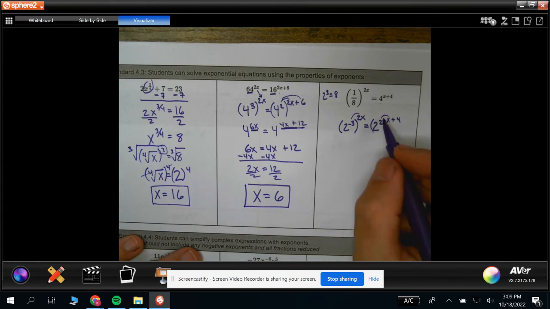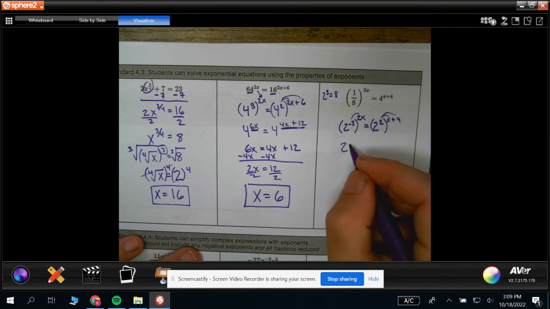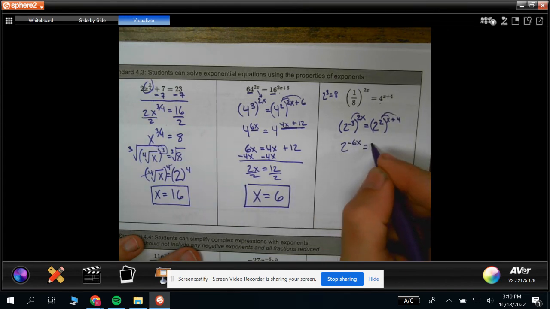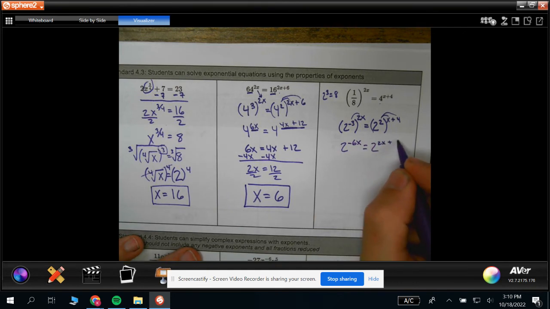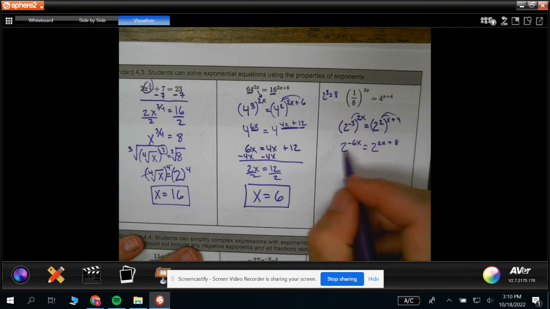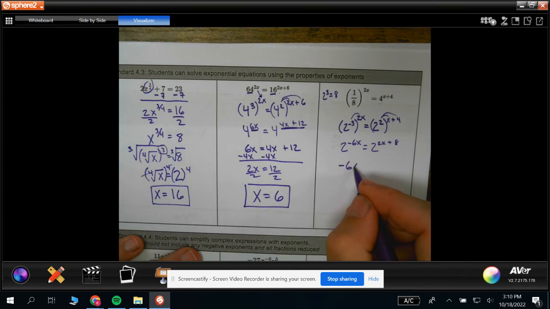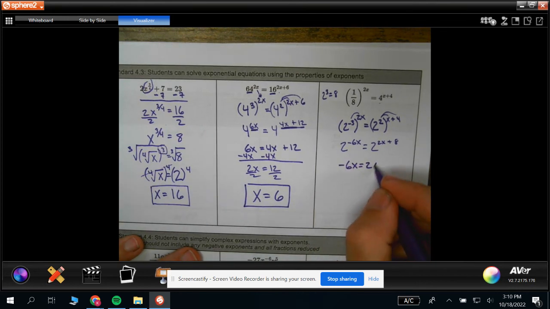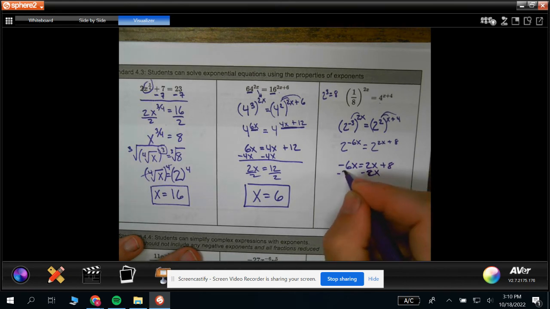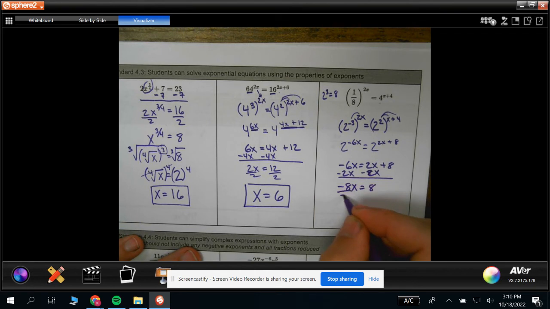Multiply your exponents. So you've got 2 to the negative 6x equals 2 to the 2x plus 8. Because we have the same base now, we can set the exponents equal. Negative 6x equals 2x plus 8. And solve. Subtract 2x from both sides. Negative 8x equals 8. Divide by negative 8. And x equals negative 1.